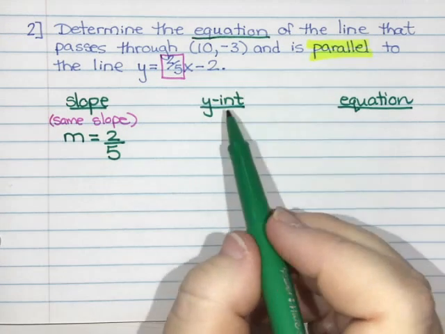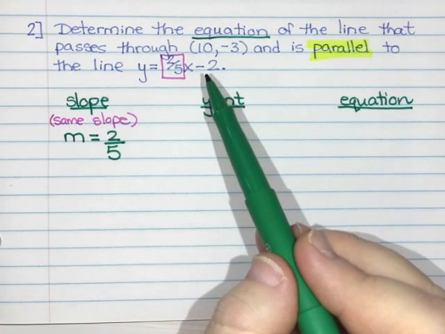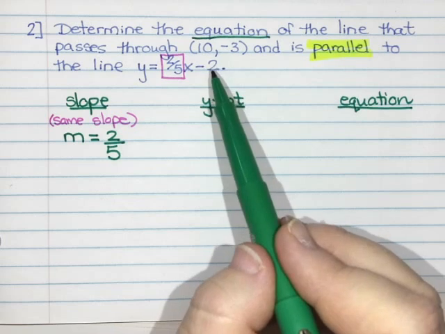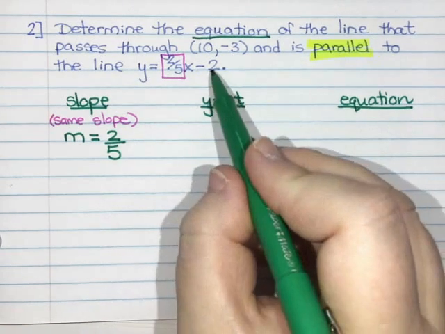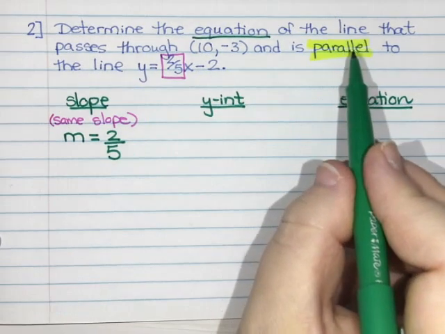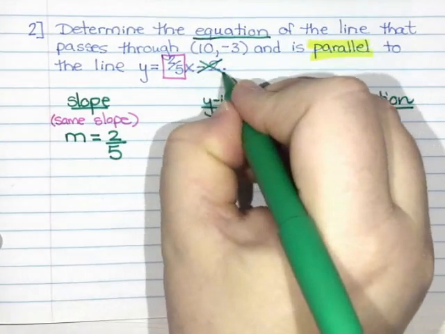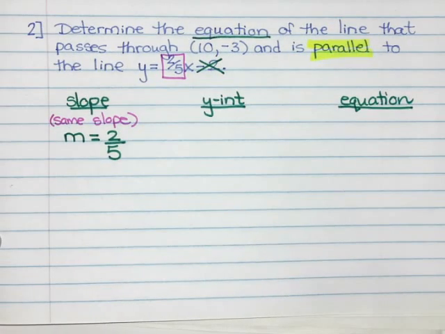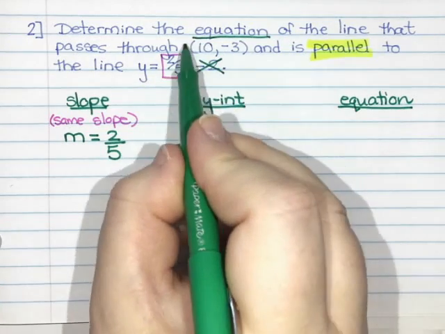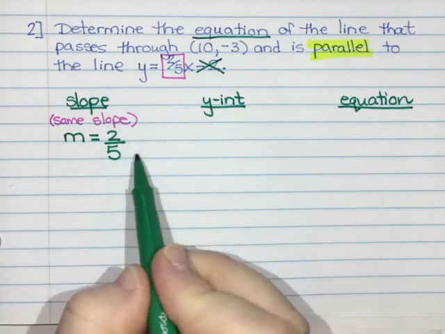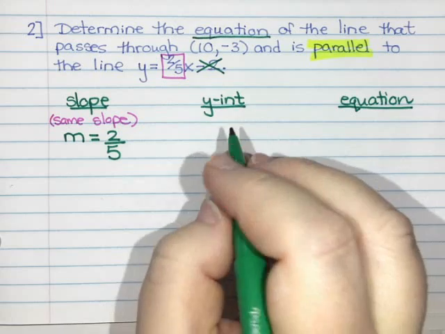Now to get the y-intercept, this line has a y-intercept of -2. But I don't care about the y-intercept of this line. We only cared about the slope because it was parallel. So we are not going to use the -2 from there. We are going to use our point and our slope to calculate the y-intercept.